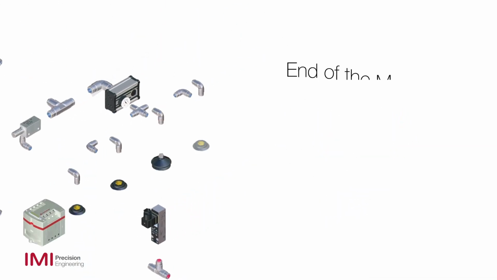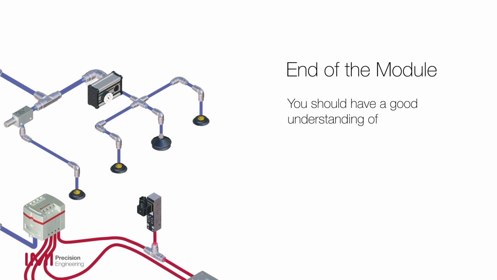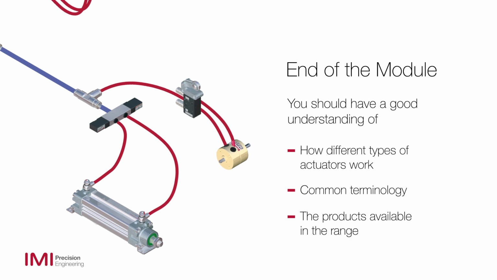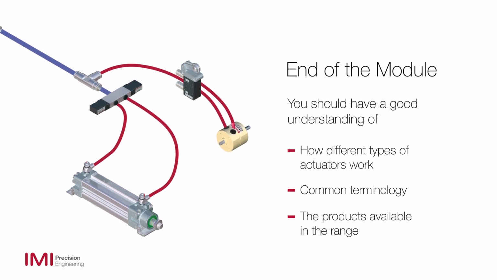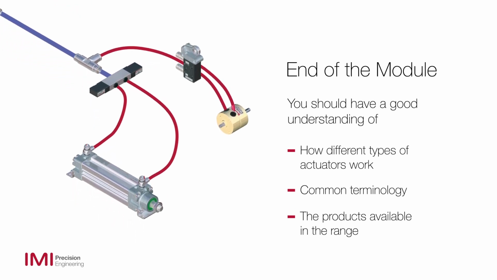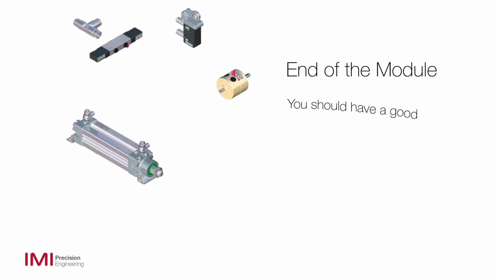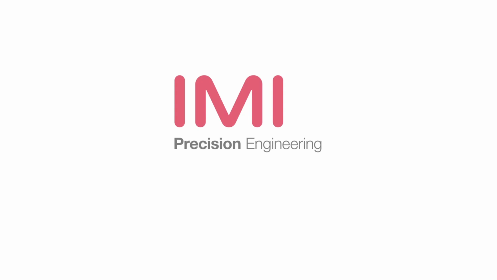That's the end of the module. You should now have a good understanding of how different types of actuators work, common terminology, and the products available in the IMI Norgren range. There are other related products available from IMI Norgren not covered in this course. Please visit the website to find out more.